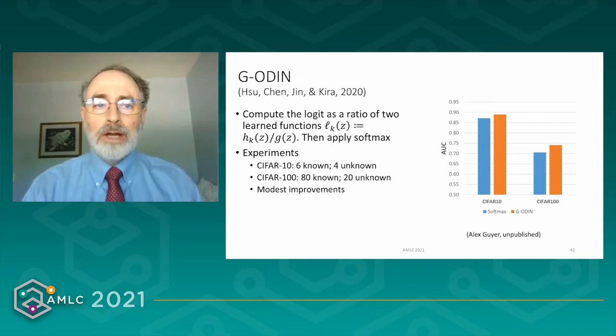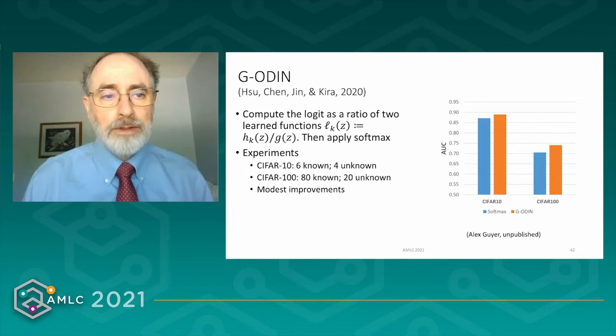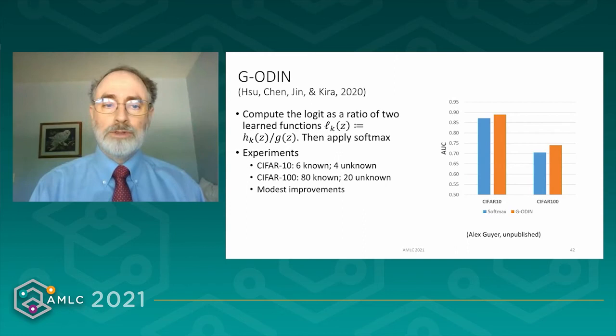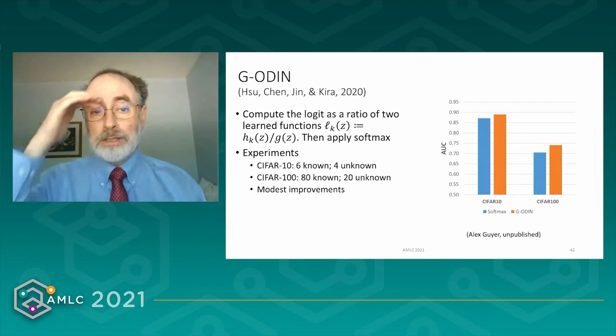Another idea that came out of ODIN, and then later the Generalized ODIN or GODIN method from last year, is to compute the logit as the ratio of two learned functions. So the logit activation for class K is going to be h_k of z divided by g of z. h_k is a class-specific strength function, and g of z is an instance-specific normalizer. And then they apply the softmax on top of this.